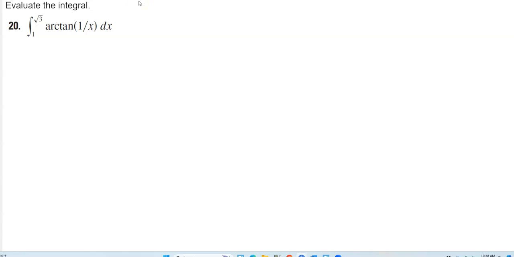Here we want to evaluate the definite integral. The integral going from a lower bound of 1 to the upper bound of square root of 3 of the arc tangent of 1 over x dx.